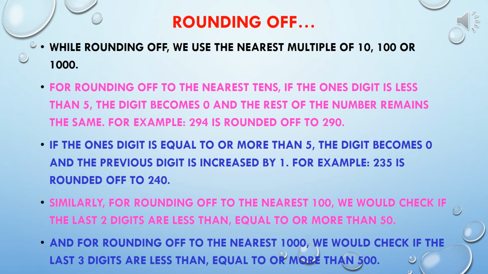If the ones digit is equal to or more than 5, the digit still becomes 0 and the previous digit is increased by 1. For example, check out 235. The last digit is 5. It will become 0, but 3 will increase to 4. That means 235 is rounded off to 240. Similarly, for rounding off to the nearest 100, we would check if the last two digits are less than, equal to, or more than 50. And for rounding off to the nearest 1000, we would check if the last digits are less than, equal to, or more than 500.